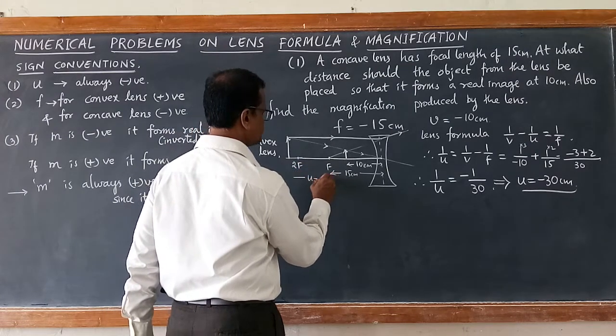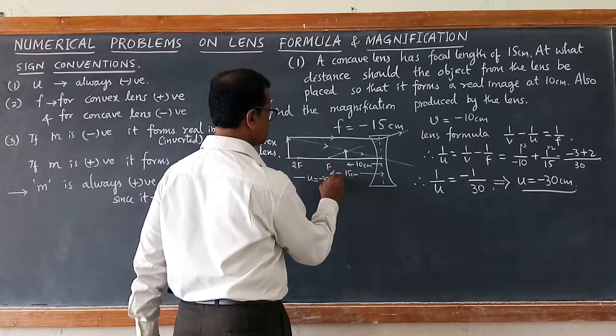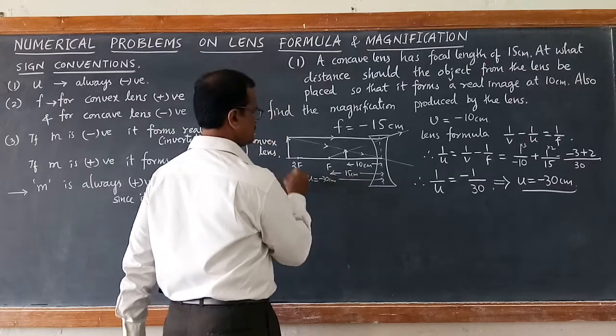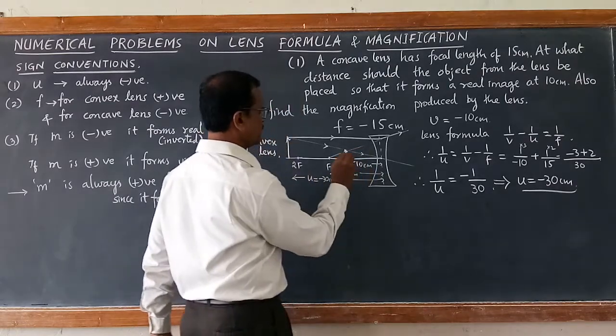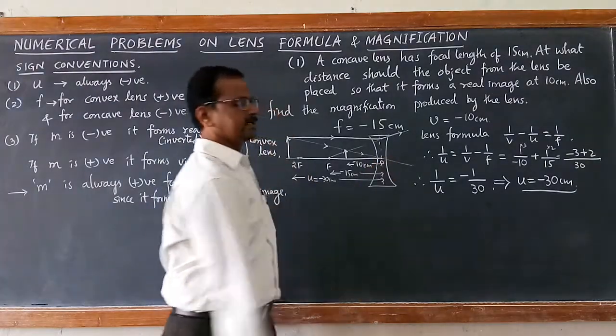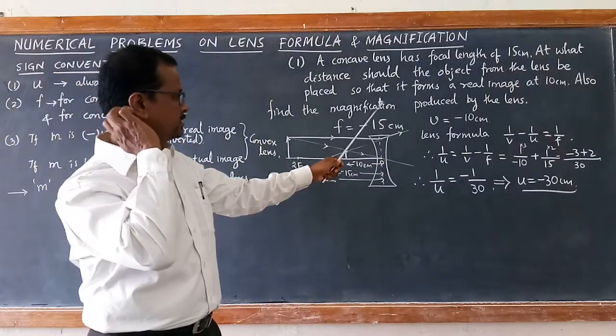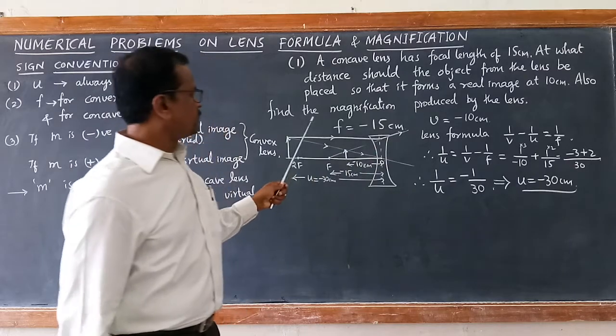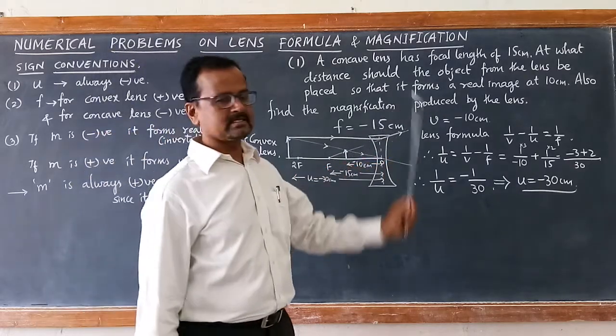This becomes the object distance, minus 30 centimeter. Everything is negative because we are towards the left side of the optic center. Okay, this is the first part. Now you are asked to calculate the magnification produced by the lens.